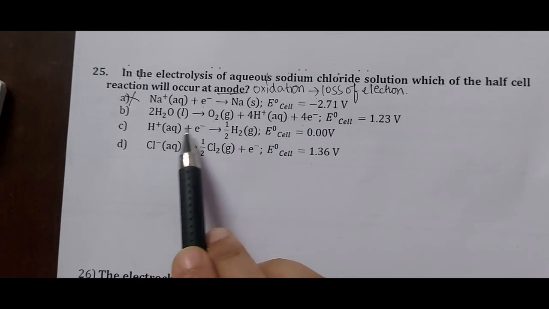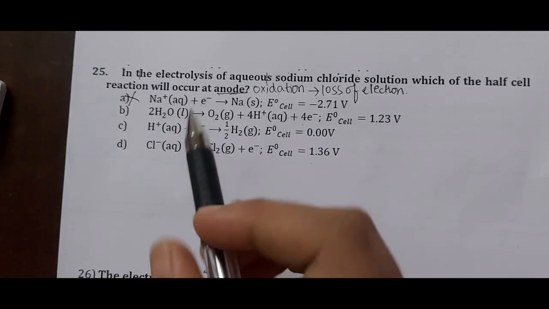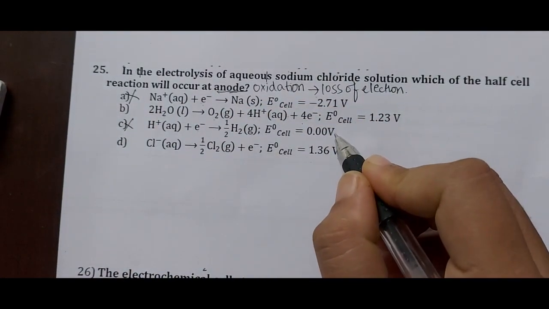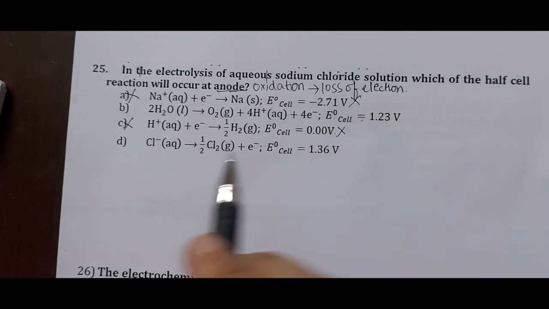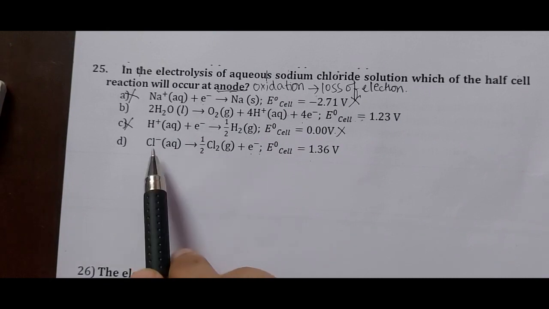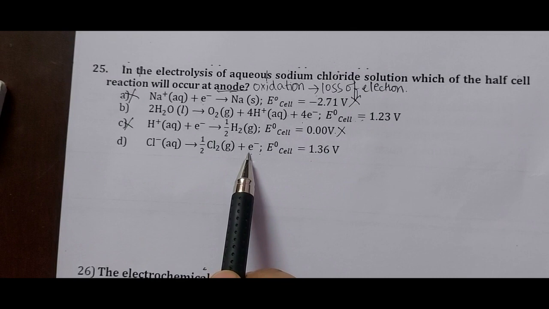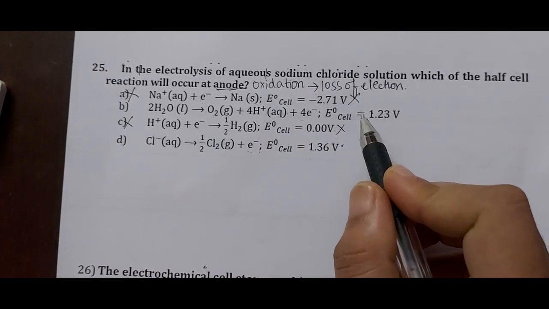Third option, H+ plus electron. Again the electrons are on the reactant side, meaning they are gained. It's a reduction reaction, not oxidation. So this cannot occur at the anode, and the first cannot either. We are left with the second one, and the last one: again we have the electron on the product side, that is chloride ion undergoing oxidation, that is loss of electron. So either of the two may occur at the anode.